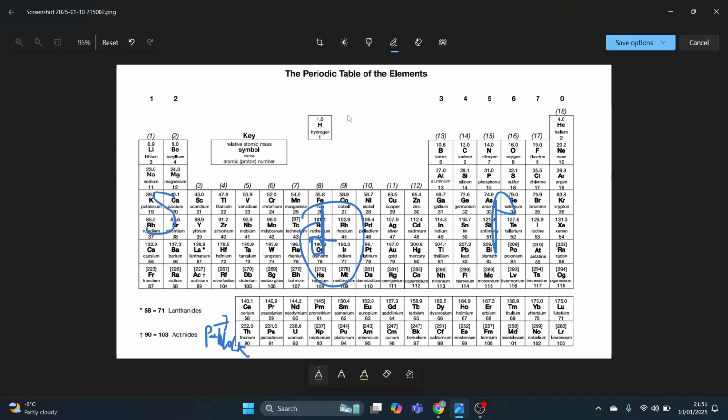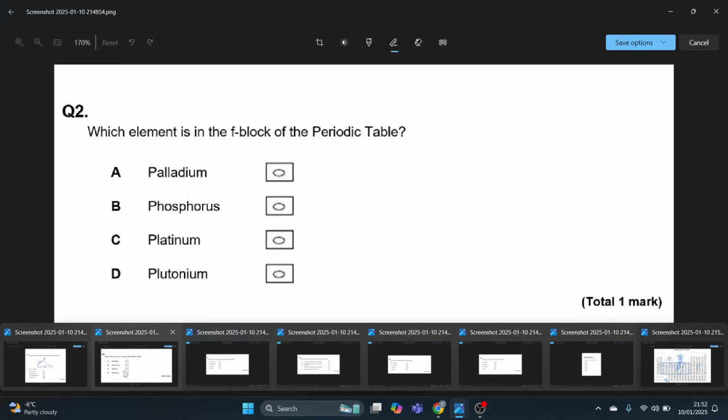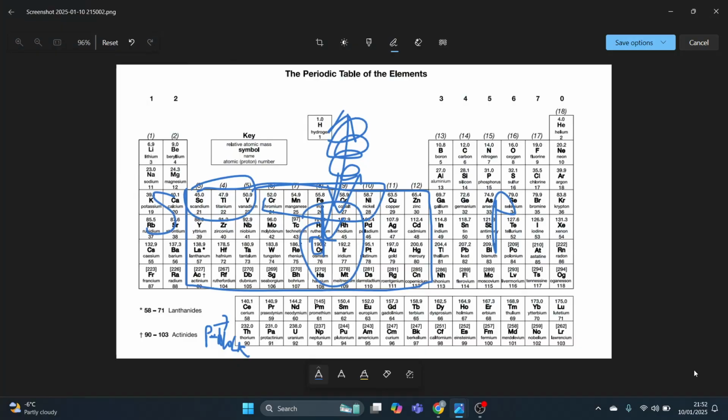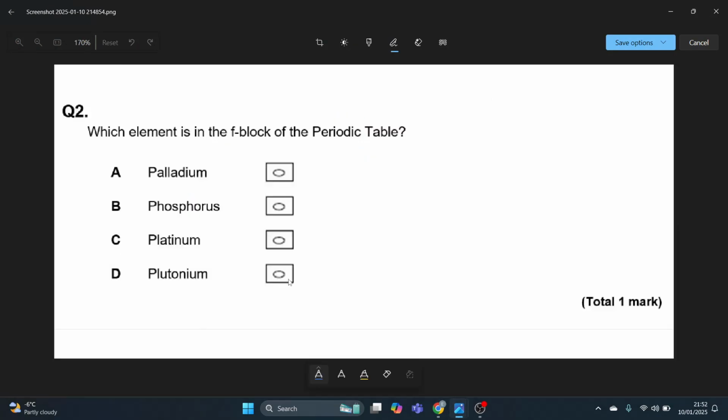The D block is in the middle of the periodic table, and you'll learn about that in transition metals. Once you go through that topic, transition metals, metal ions, all of that, you'll learn that the D block is in the middle of the periodic table. We go through that again. So in this case, can't really see palladium. Phosphorus, definitely not. Platinum. Plutonium is right there. So the answer is going to be plutonium.